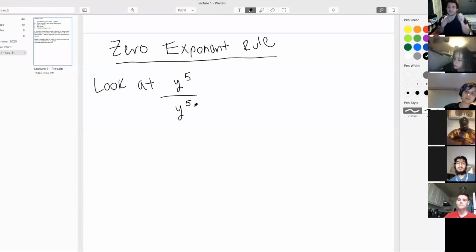Okay, so we're dividing something by itself. I hope you guys agree the numerator and the denominator are exactly the same. So that means it's going to be 1. Okay, anything divided by itself, they just cancel to 1.